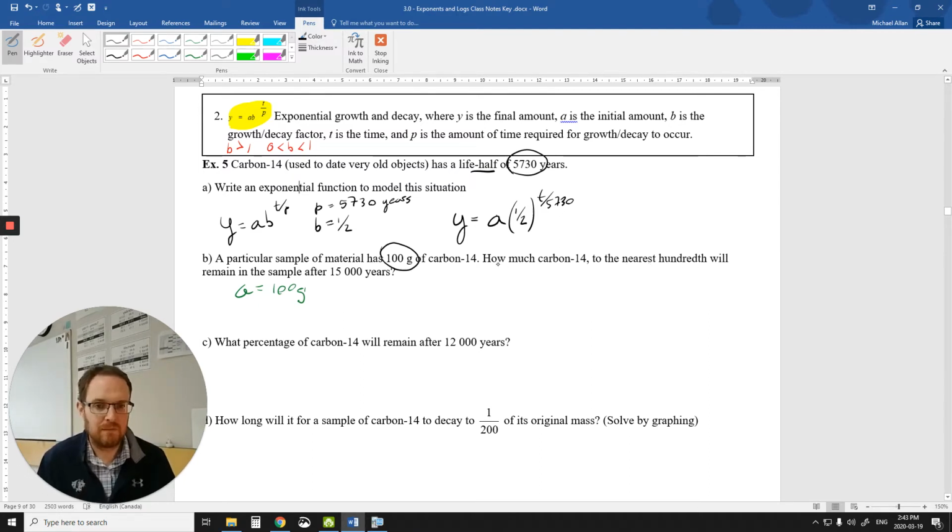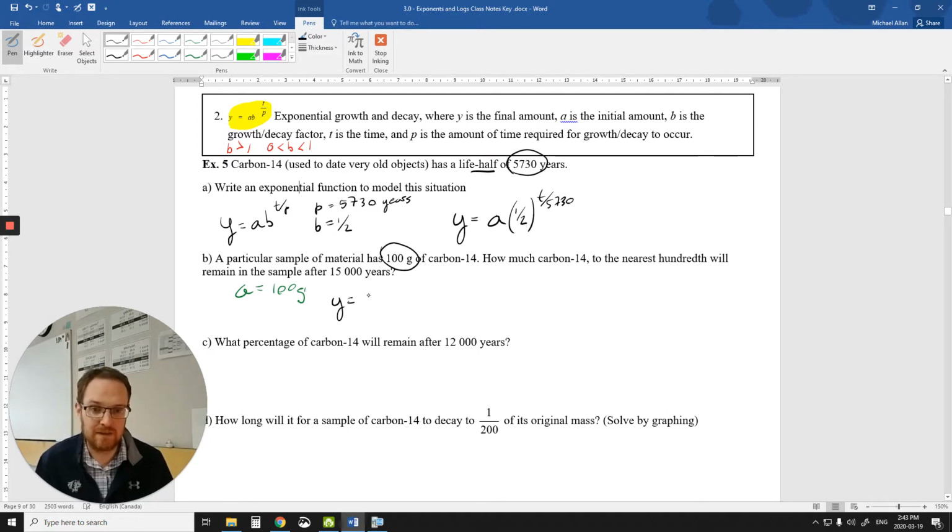Here, we want to know how much sample will be left after 15,000 years. So that's, I would almost say, approximately 3 half-lives later. If 3 half-lives, this would be cubed, so it would be like 1/8 of my sample. That's my approximation, like 1/8 of 100. Well, let's just see if that actually works out.